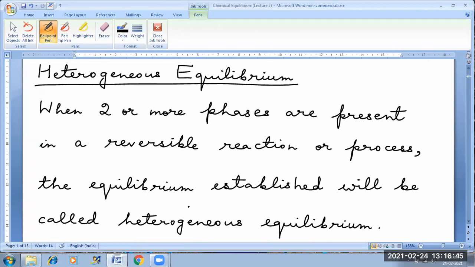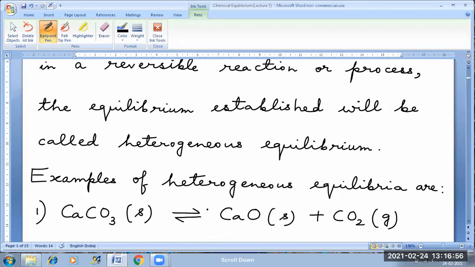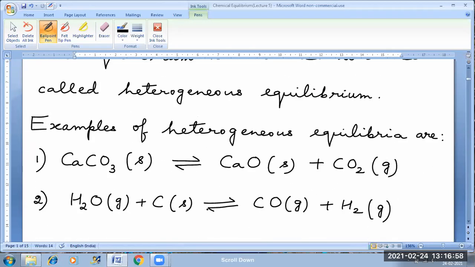So for heterogeneous, we have at least two phases or more than two phases in the same reaction. These are the examples of heterogeneous equilibrium. Calcium carbonate is a solid, calcium oxide is a solid, carbon dioxide is a gas. So we have two phases here, solid and gas. In the second one also we have two phases, solid and gas.